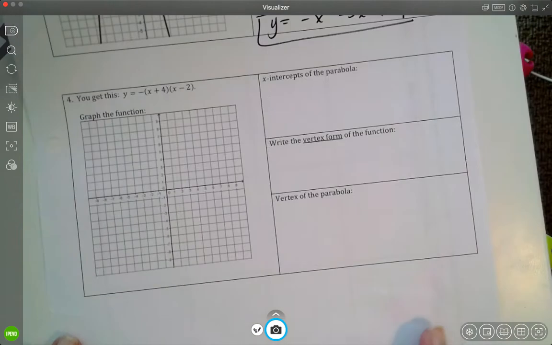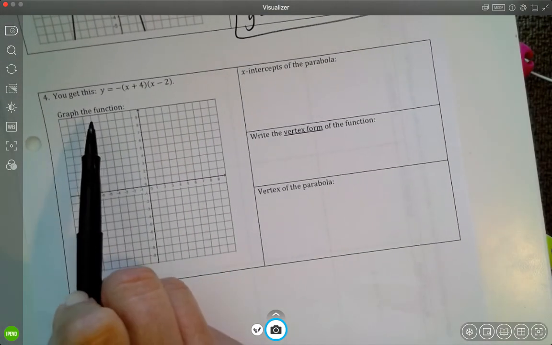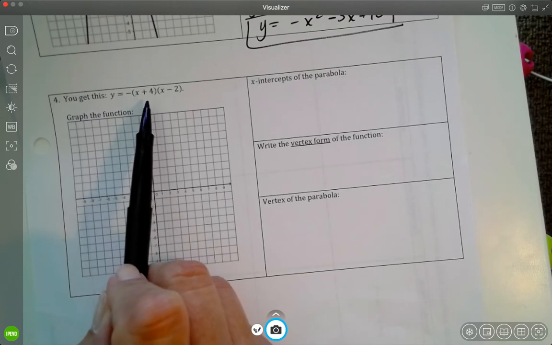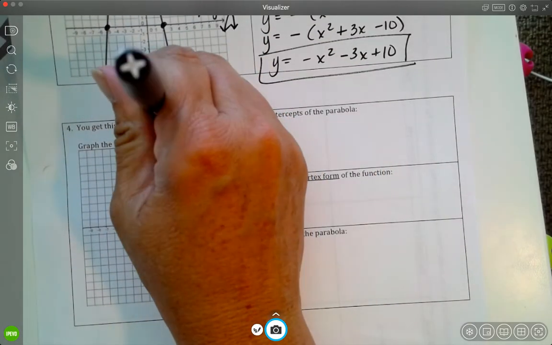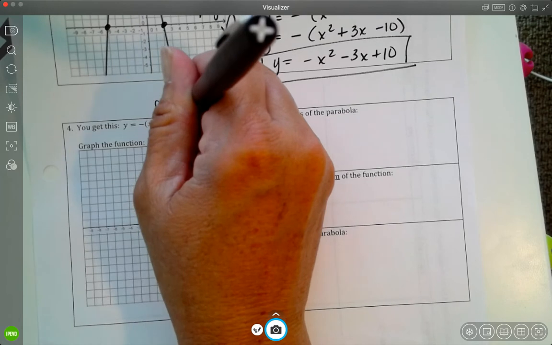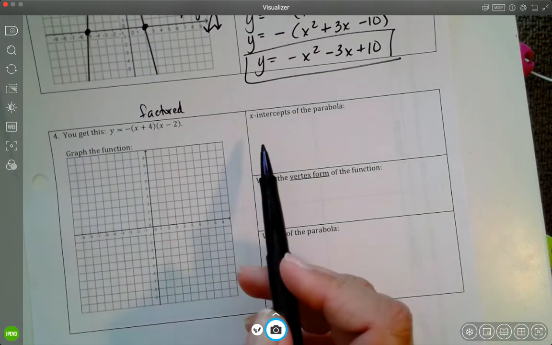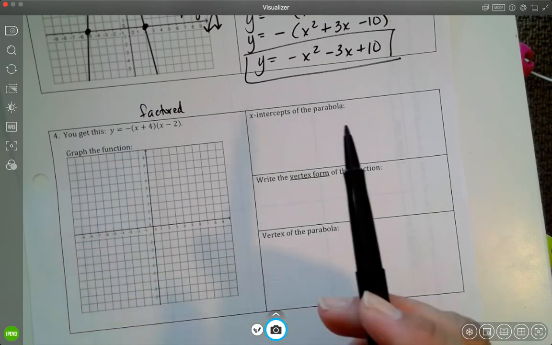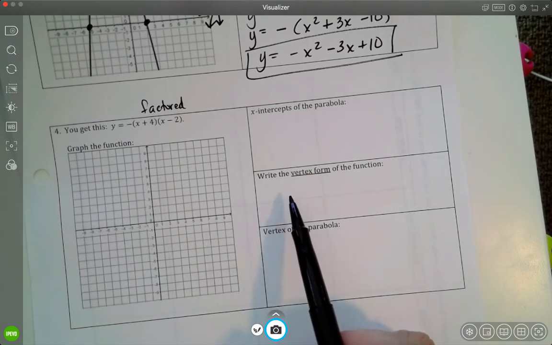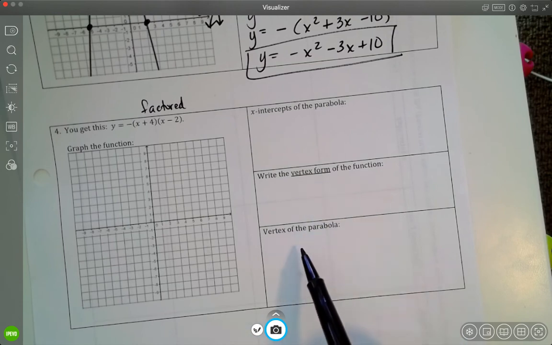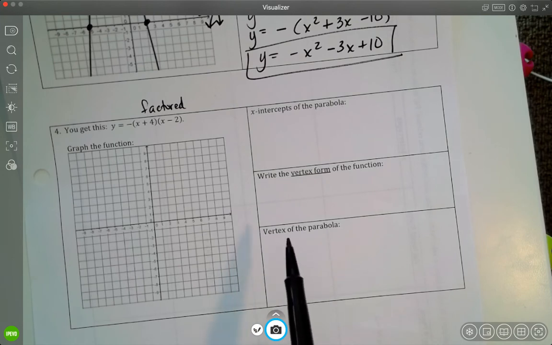So for this problem, they gave us factored form. And from factored form, we have to find the x-intercepts of the parabola. That's easy because the factored form gives us that by using zero product property. Write the vertex form of the function, okay, and then from the vertex form, we can find the vertex of the parabola. All right, and then we can graph it.